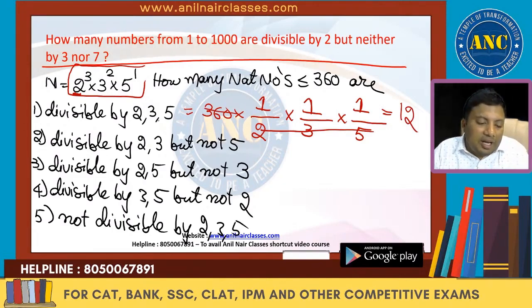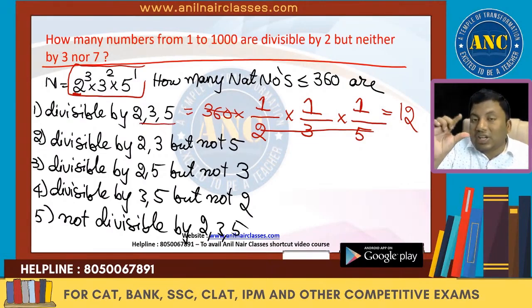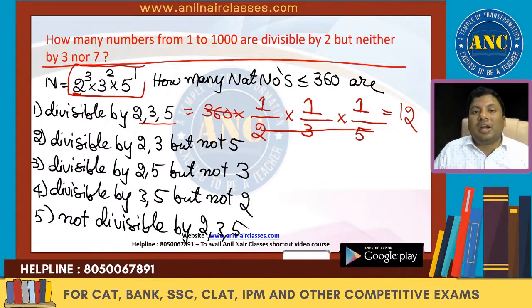Even if you draw a Venn diagram, it is the intersection of all these. The numbers which are divisible by 2, 3 and 5 are the numbers which are divisible by 30. How many numbers are multiples of 30 till 360? 12 numbers are there. Idea clear?